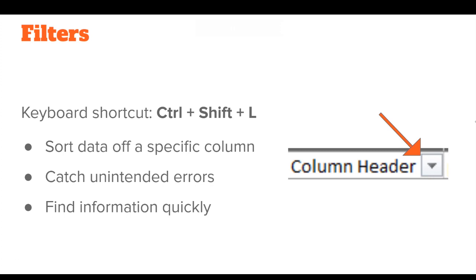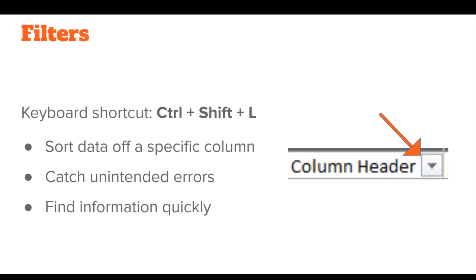First, we're going to tackle filters, which can be found under the data ribbon across the top of Excel. You can also use the keyboard shortcut Control, Shift, and L to activate your filters. And you'll know that they have been activated because your header columns will have this little down arrow symbol next to each of them. Filters make it very easy for you to sort data based off of a specific column.